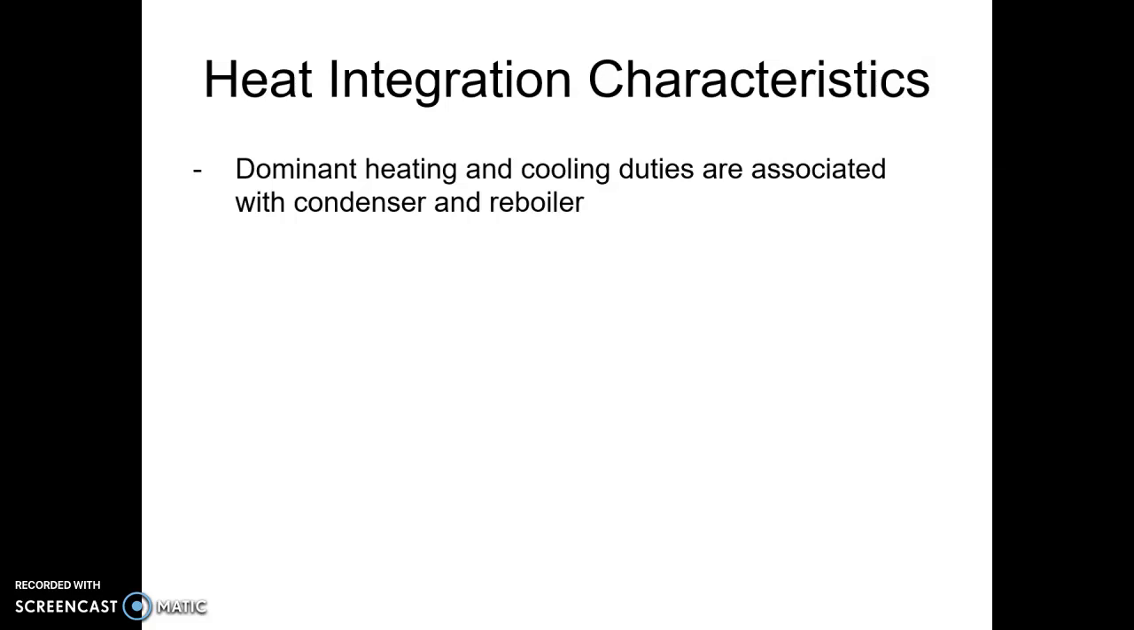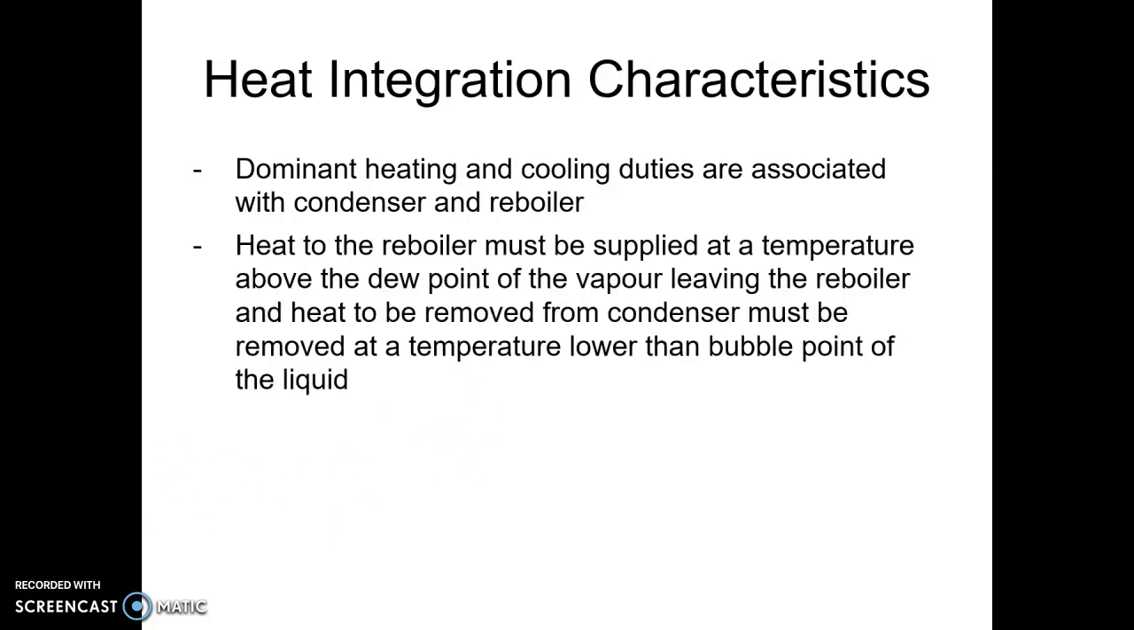distillation, as we discussed in the previous slides, some of the things would be repeated, is that dominant heating and cooling utilities are associated with condenser and reboiler. Heat to the reboiler must be supplied at a temperature above the dew point of the vapor leaving the reboiler, and heat to be removed from the condenser must be removed at a temperature lower than the bubble point of the liquid. That means when we want to supply the energy utility to the reboiler, it should have a temperature which is more than the dew point, and when we want to remove energy from the condenser, the temperature should be lower than the bubble point of the liquid.